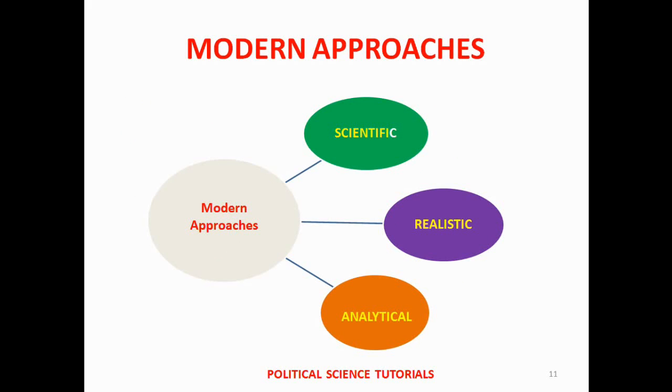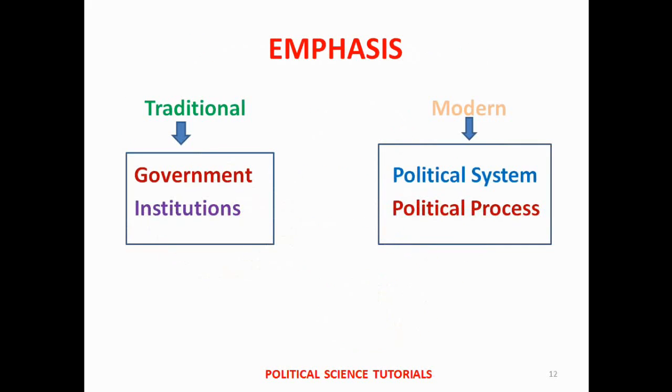So in brief, traditional approaches emphasized the study of government and institutions, but modern approaches shifted their eyes to the political system and political processes. Traditional approaches were value-laden and dealt with questions like what should be or what ought to be, but modern approaches deal with questions like what is.